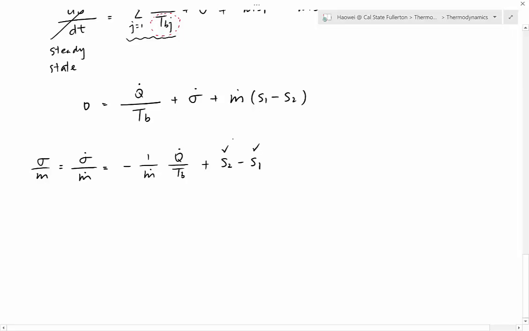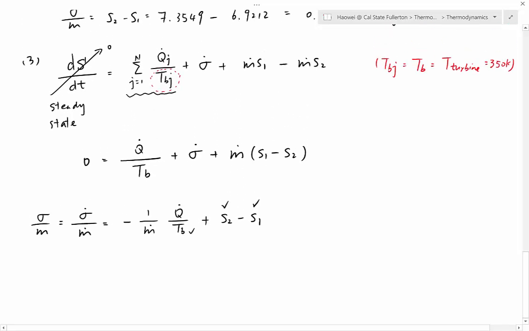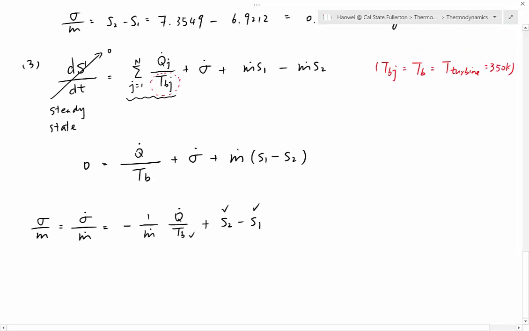And then what we know about TB: TB is given, constant, 350 Kelvin, like we said. What we don't know is just heat transfer per unit mass. We don't know Q dot over M dot. If we can find Q dot over M dot, then this problem is solved. How do we look for Q dot over M dot?